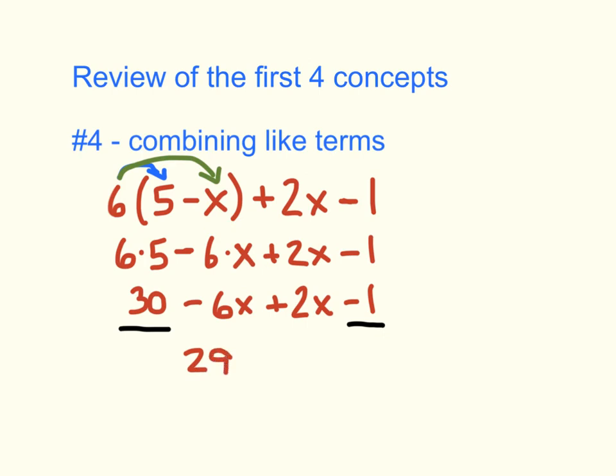Then we're going to go ahead and look for other like terms. The next thing we have is negative 6x. Notice that right next to it we also have positive 2x, which means they both have the same variable part of x. So negative 6x's plus 2x's means that we're going to have negative 4x's, because negative 6 plus 2 equals negative 4. So that'll be our final answer.